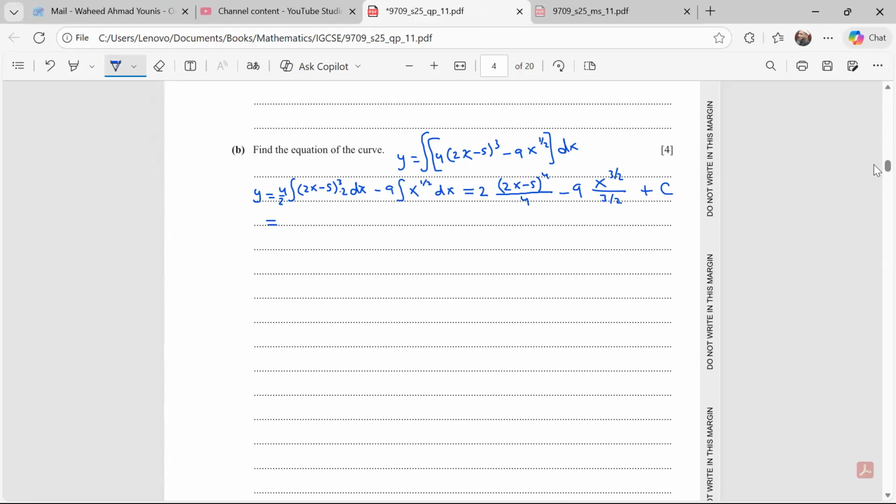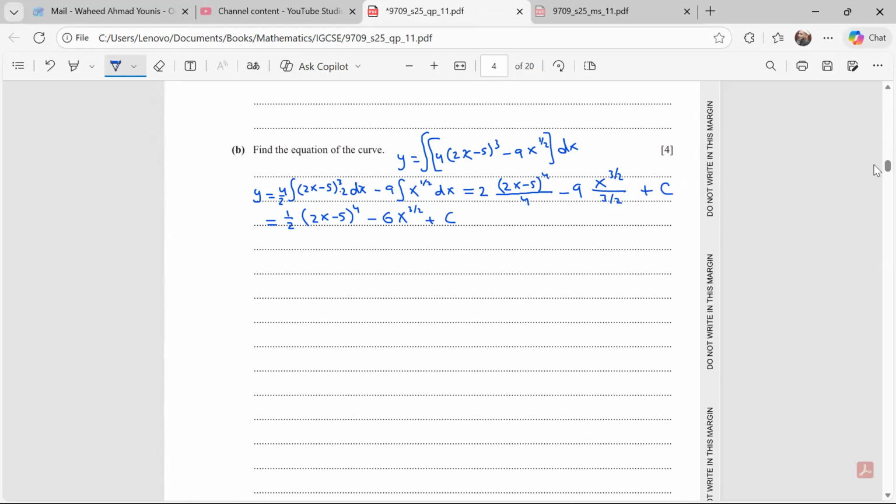So let's simplify this thing a little bit. It's going to be 1 by 2 (2x minus 5) power 4 minus, so this will become 6. Am I right? Let me confirm with my solution, yes. It is going to be 6x power 3 by 2 plus c.